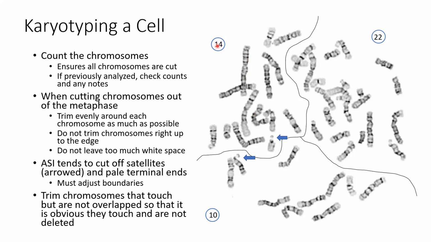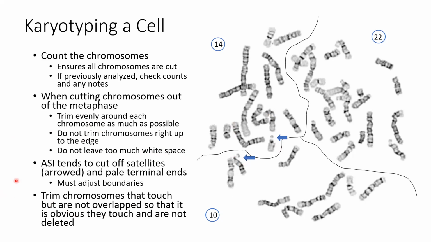If you're karyotyping a cell that somebody has already done the analysis on at the scope or even on ASI, then you want to check your counts against what they got. And if there's any discrepancy, you want to figure it out right then. When cutting the chromosomes out of the metaphase, we want to trim evenly around the chromosomes as much as possible. We don't want to trim right up to the edge because it makes analysis much harder. But we also don't want to leave too much white space around them. I'll show you in a second.